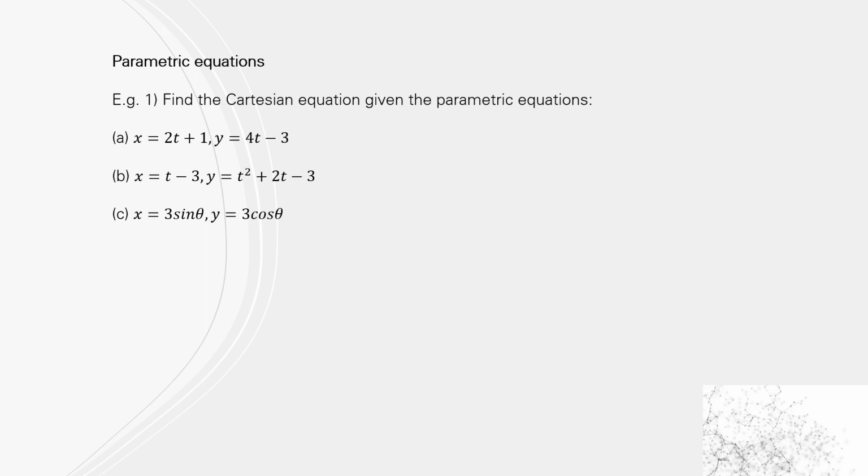So here we've got parametric equations. You can see each of them has x and y in terms of another parameter. So the first two in terms of t and the final one in terms of theta. And we want to find the original Cartesian equation, y in terms of x.